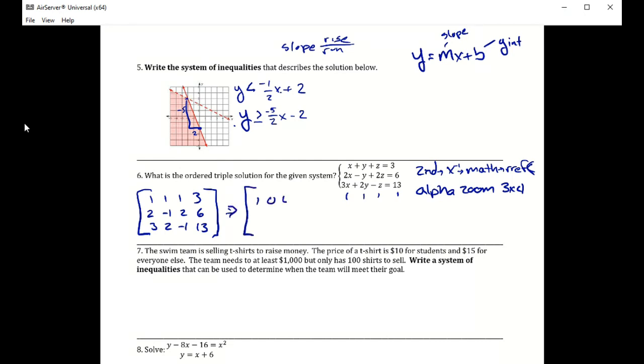1, 0, 0, 0, 1, 0, 0, 0, 1. And let's see what numbers I ended up with. 4, 0, -1. So again, x, y, z. So 1x equals 4. 1y equals 0. 1z equals -1. And there's our ordered triple for the given system.